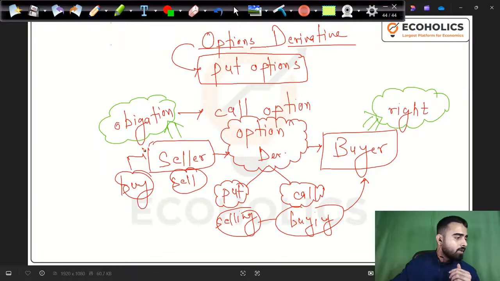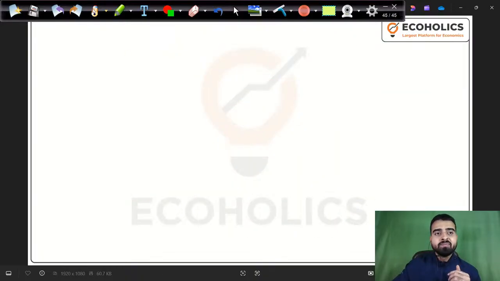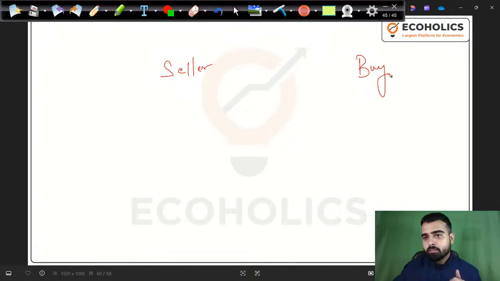Now see what happens in this particular scenario. As I said, there is a seller, then there is a buyer. Now there is a share. ठीक है? There is a share. That share is trading at 100 rupees.